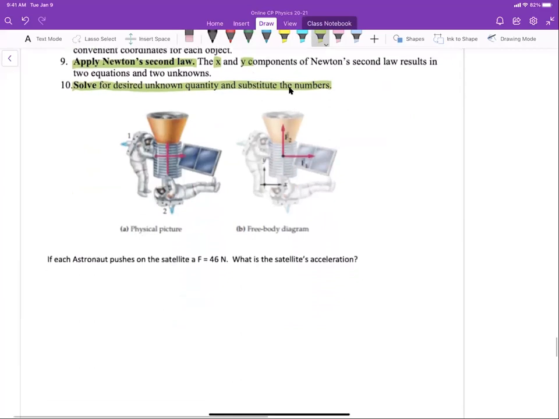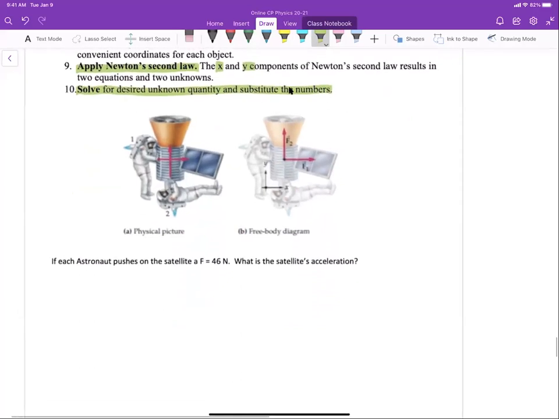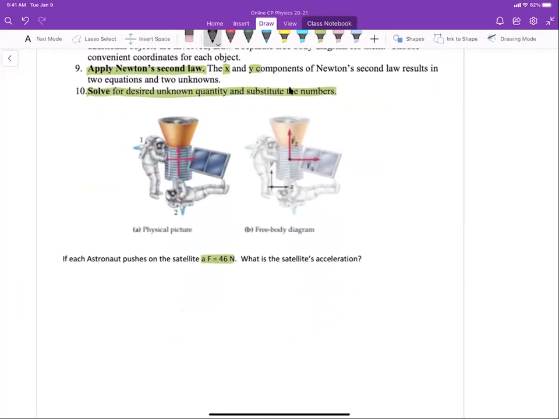Okay, so here's a problem. We have a picture. I have astronaut 1 and astronaut 2. They're both pushing on a satellite. And we have been told that they're both pushing with a force of 46 newtons. And I have a feeling I'm going to need to look up the mass of that satellite. But nevertheless, I want to draw a free body diagram.